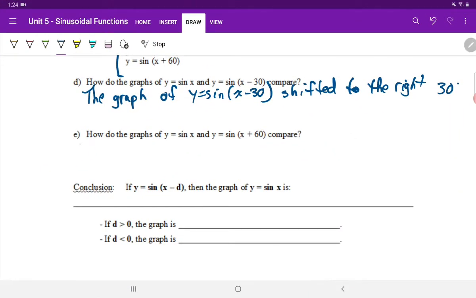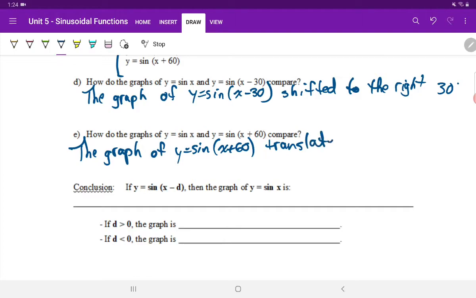Okay, so the graph of y equals sine times x plus 60 translated, you can use the word translated or shift, translated to the left 60 degrees. Now you might wonder, if it says x plus 60, why did it shift to the left, towards the negative end? Why does it do that?